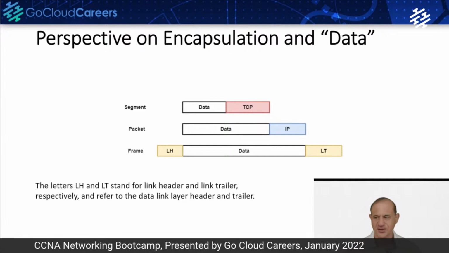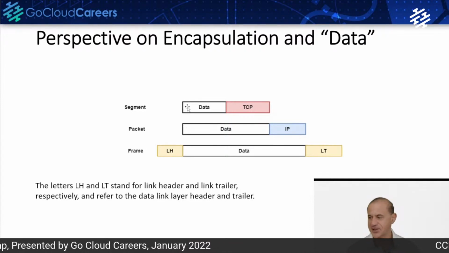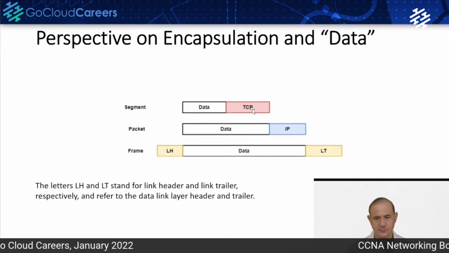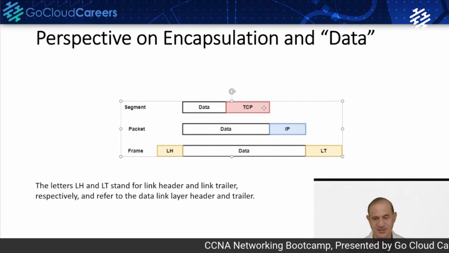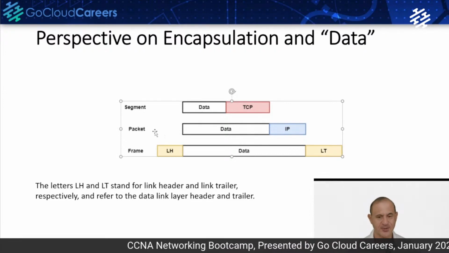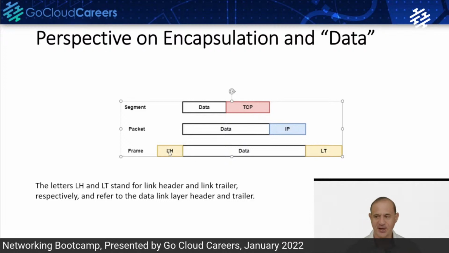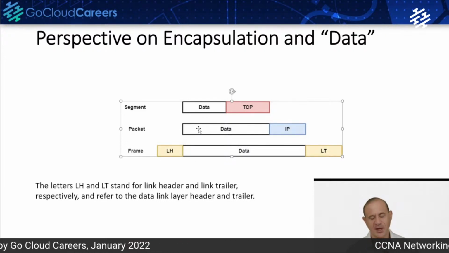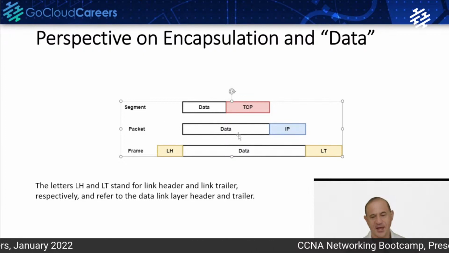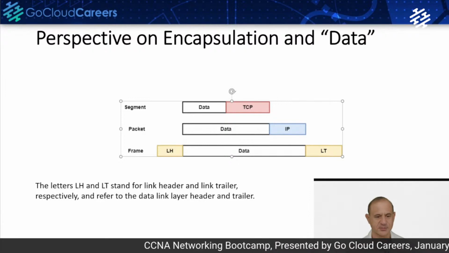So now let's look at the perspectives of encapsulation. You can see segment is layer 4. Packet is layer 3. So what do we have here? We have data and TCP. So now when it gets to this layer, we're going to have TCP, data, and IP. And then when we get to the Ethernet layer, what are we going to have? We're going to have TCP, data, IP, and then we're going to smack an Ethernet header on it. So now you know how that works.